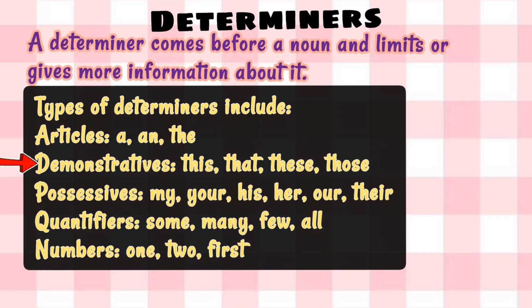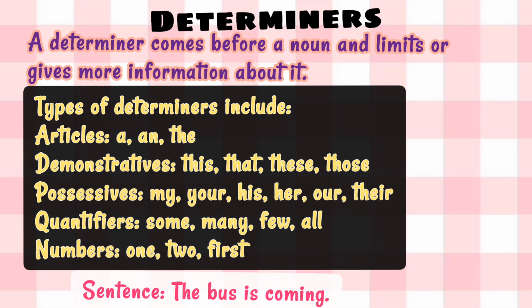We also have other determiners like the demonstratives, this, that, these, and those, possessives like my, your, his, her, our, their, and quantifiers, words like some, many, few, all. Numbers can also function as determiners, first, second, one, three.